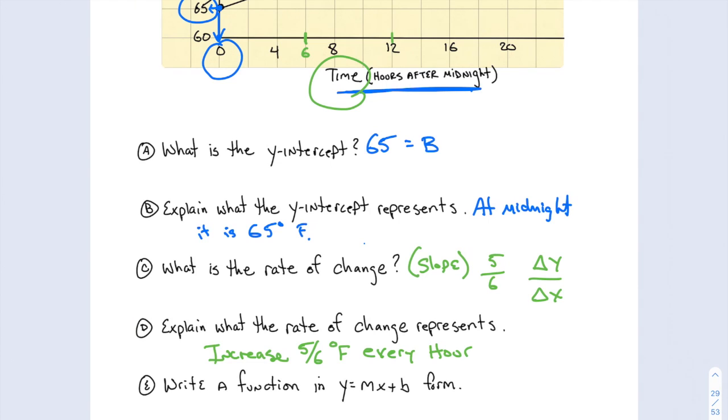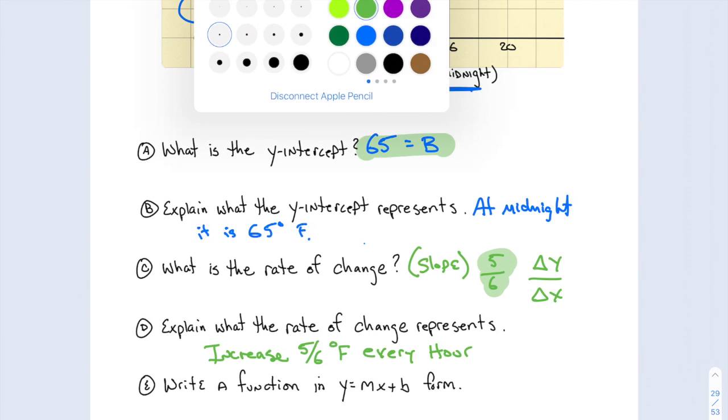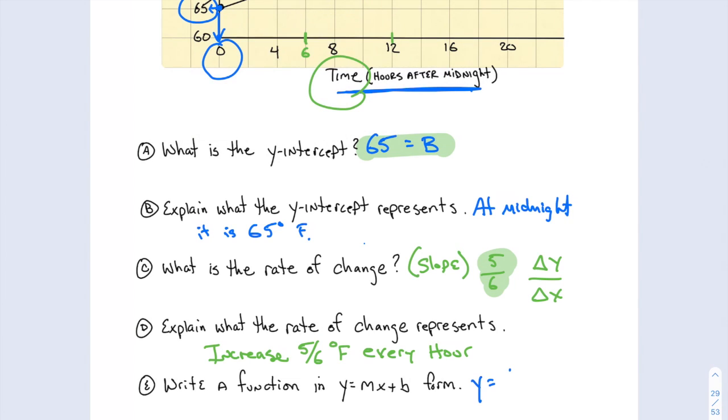Now write a function in y equals mx plus b form. All right, so I'm going to grab two pieces of information. I'm going to grab my slope and my y-intercept, 5/6 and 65. And we're going to write y equals 5/6, always the x, plus, unless it's negative, and then we put minus, and 65. Right, there's my equation.